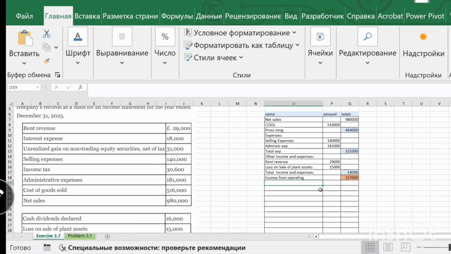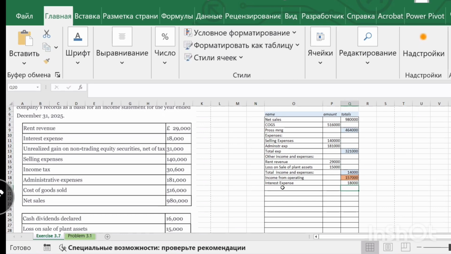Okay, and after that we can find the interest expense. So our interest expense is 18,000. Interest expense means the interest or percentage of these expenses. So we do not need to calculate it because we have the ready number of it, 18,000.